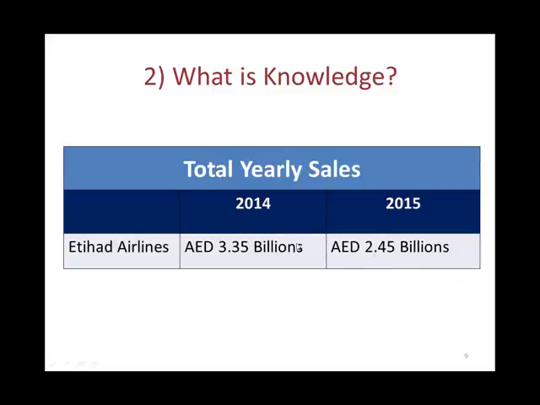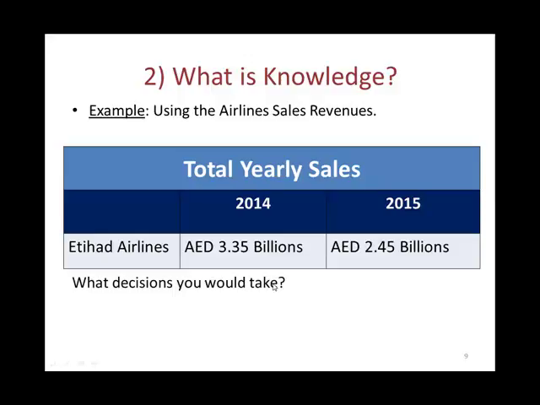Assume that we have this table, which is the total yearly sales for Etihad Airlines in 2014 and 2015. Notice, for example, that in 2014 Etihad Airlines had sales revenue of 3.35 billion dirhams, and in 2015 they had 2.45 billion dirhams. So using this particular example, what decisions would you take?